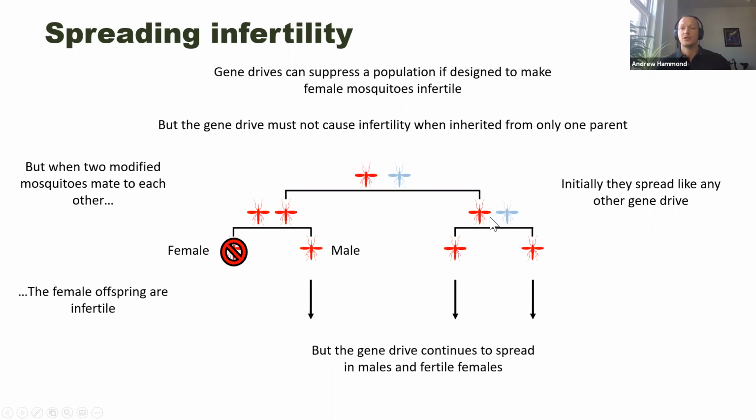So you have a situation where when the gene drive is rare, it's mostly going to meet non-gene drive mosquitoes. It's going to meet wild mosquitoes, and because of that, it's going to spread through the population. But as the gene drive starts to become very, very common, they will start meeting each other. And once they meet each other, they'll start producing progeny whereby the females are sterile and the males are still fertile and still able to continue spreading that gene drive.